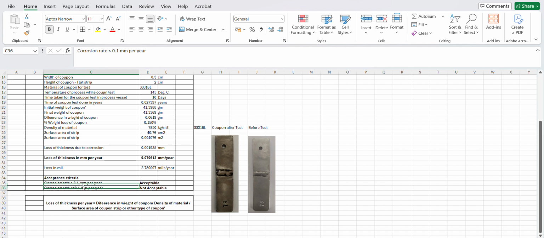You can calculate the thickness loss in this way, or check the material compatibility using this equation, for whatever process parameters or process you have, whatever type of coupons. I hope you got clarity about how to calculate the loss of thickness using the coupon test, and the conclusion whether to proceed with that material of construction for the equipment, reactors, vessels, or anything you are going to design.